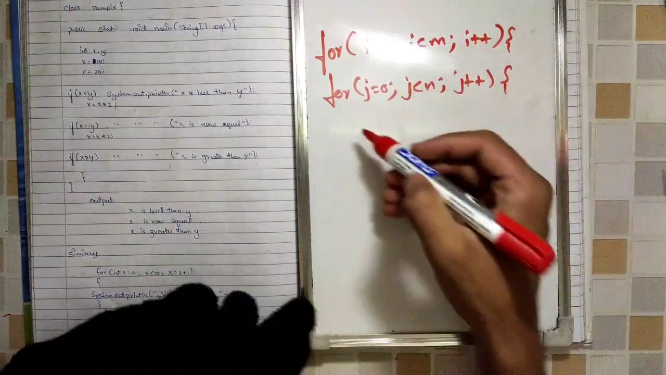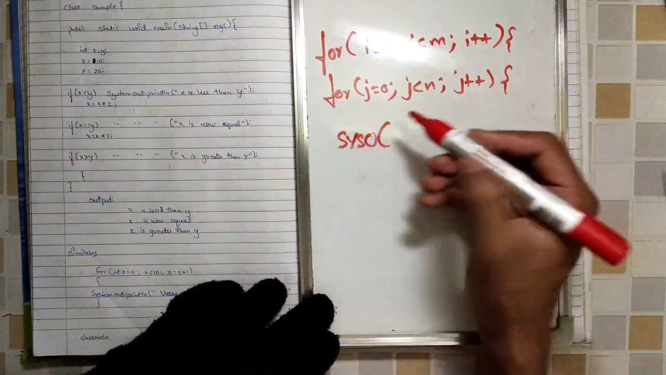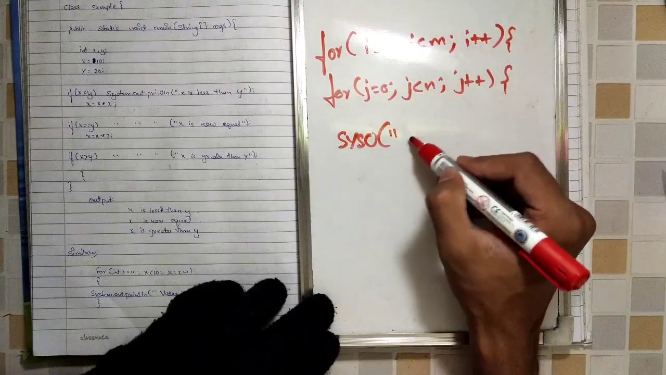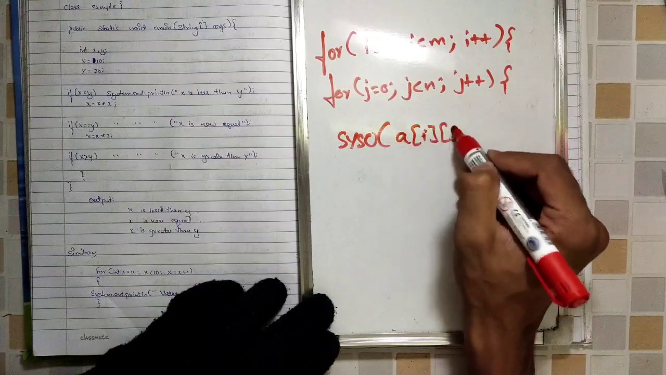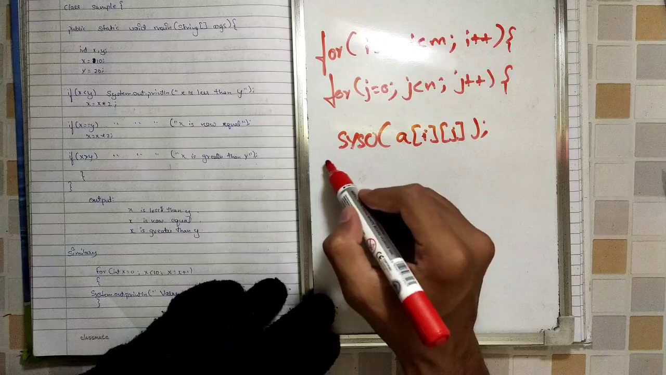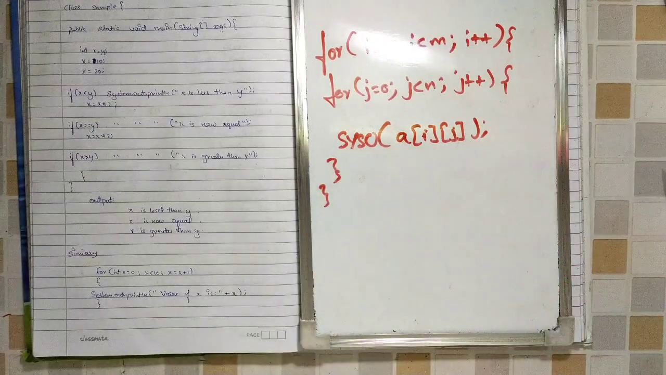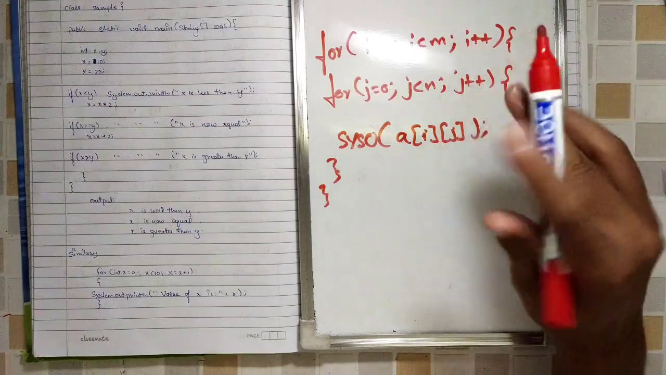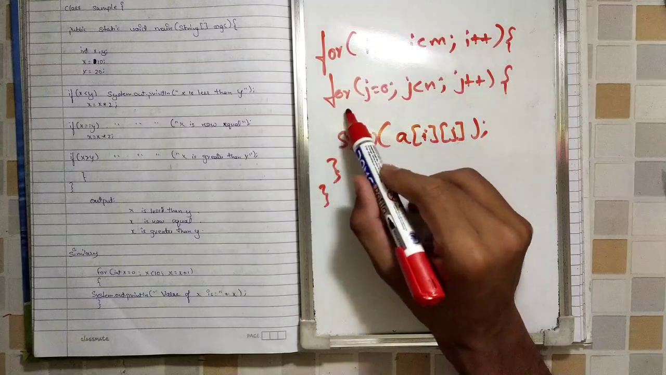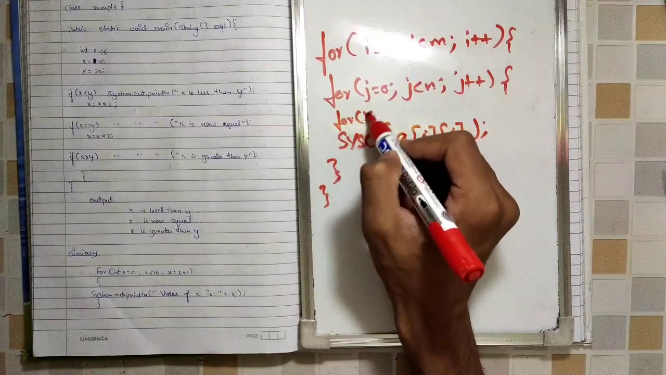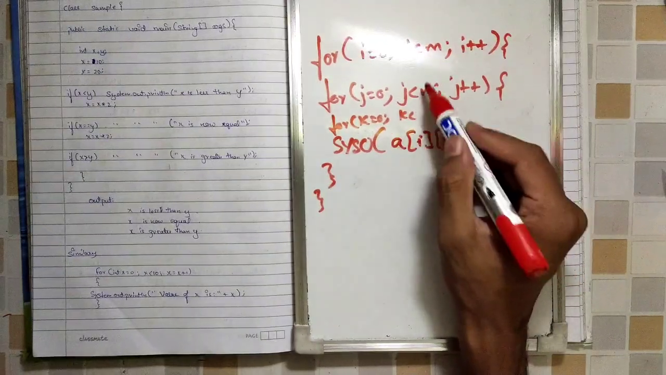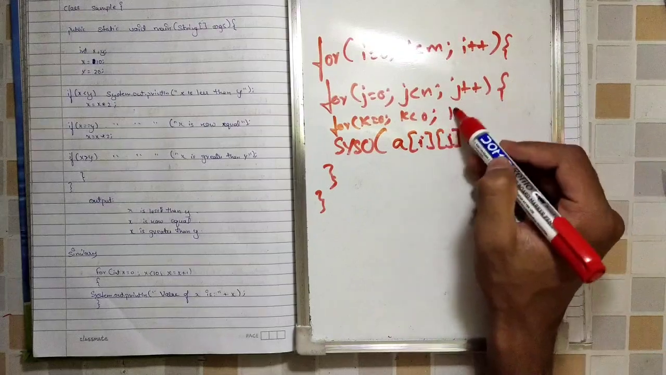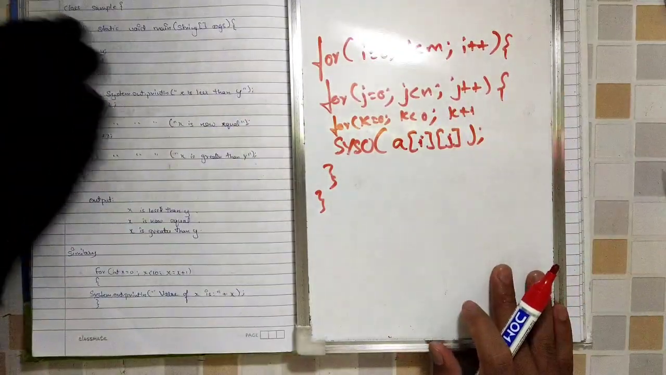Simply, the best thing is to write System.out.println, a of i j. This is nothing but printing my matrix. From this block of code you can see I have used more than one for loop, and I can also use another for loop, for k equals 0, k less than some condition, and k plus plus. This is how we can write it for a 3-dimensional array.